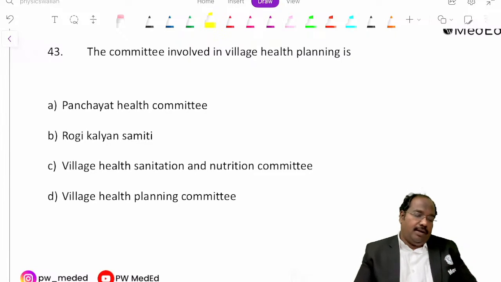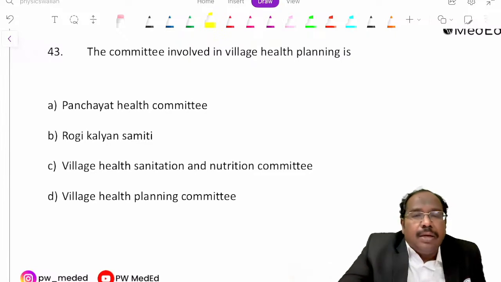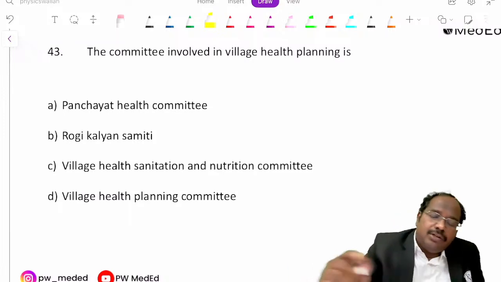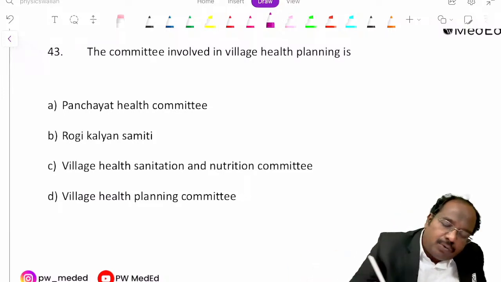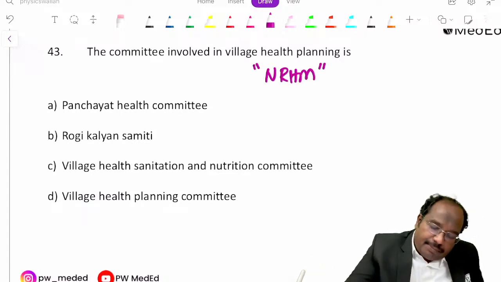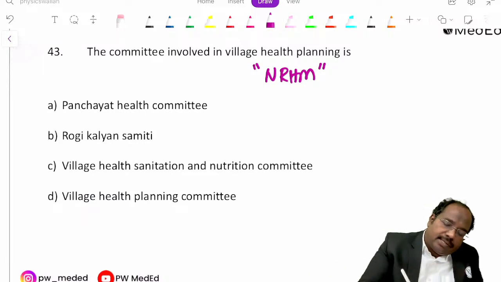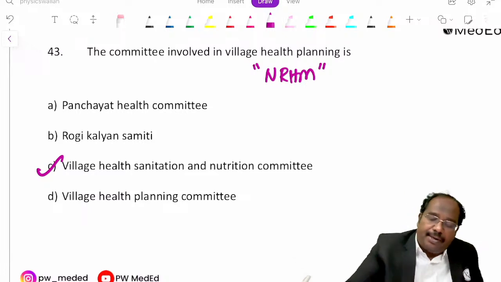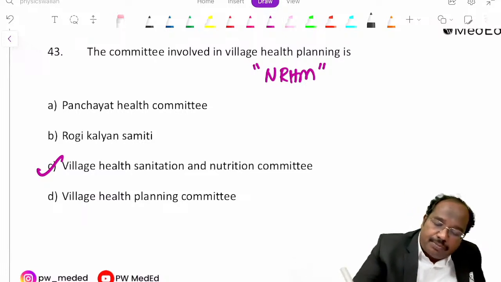Next question. The committee involved in village health planning is... okay, fine. Under NRHM, the National Rural Health Mission, we have two important committees. The answer for this question is the Village Health Sanitation and Nutrition Committee. This has to be there.